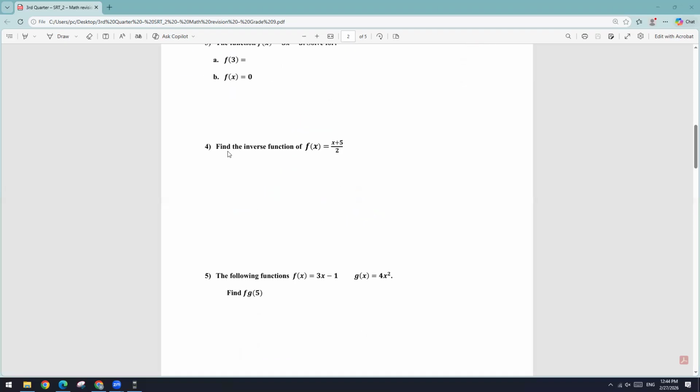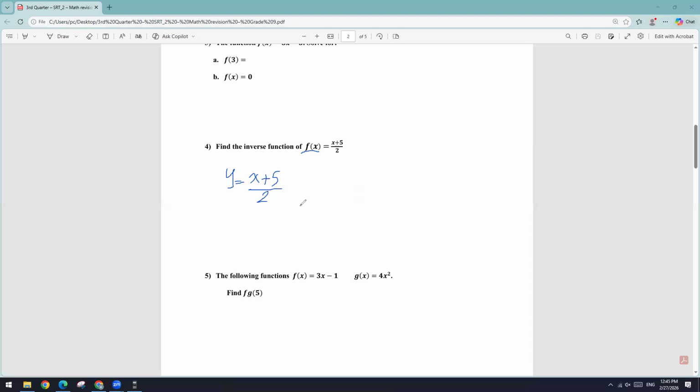Now, question 4. Find the inverse function of f(x) equals to (x plus 5) over 2. If you remember here when we had this lesson at the class, we wrote 3 steps. We said you should memorize it in order to solve the inverse function. So the first step, it was name the function as y. So instead of f(x), I will write y. So y equals to (x plus 5) over 2. So this is the first step. Name the function as y.